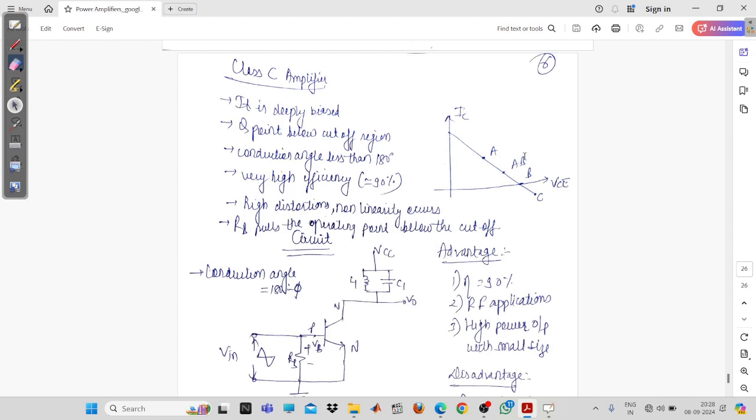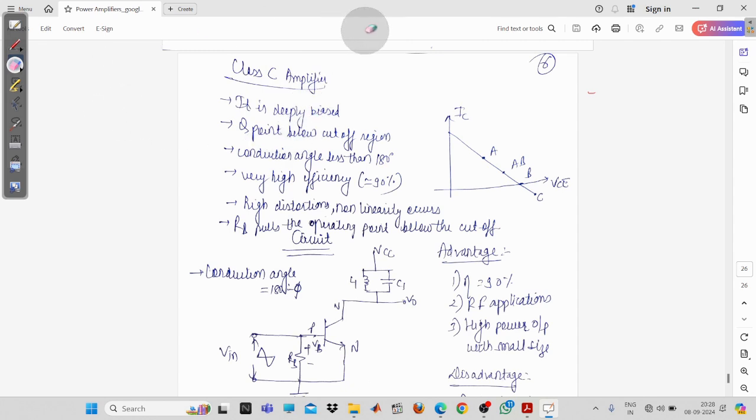Now, that was for the directly coupled amplifier. If you switch to the transformer coupled, then your efficiency will be enhanced to 50%. So what we can see here, Class A amplifier has an efficiency of 25%. Class B will have an efficiency of around 78.5%. And if you want to enhance the efficiency more, then you need to go for the next power amplifier, that is the Class C power amplifier.